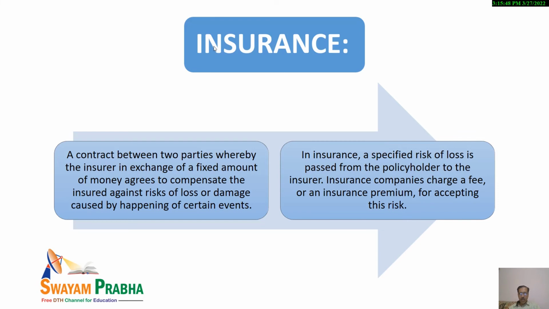The insured will be transferring some specified risk to the insurance company. So the policyholder will be passing some specified risk of loss to the insurance companies. And in return, I will also be discussing it in the chapter on risk return relationship later on, the insurance companies will be charging a fee that is known as the insurance premium for accepting this risk.